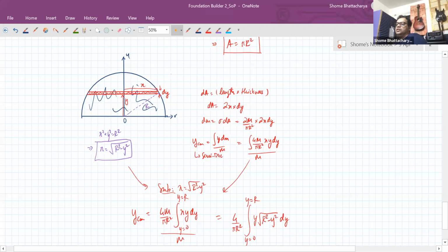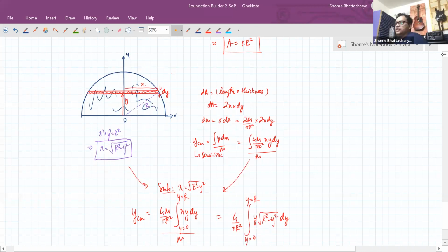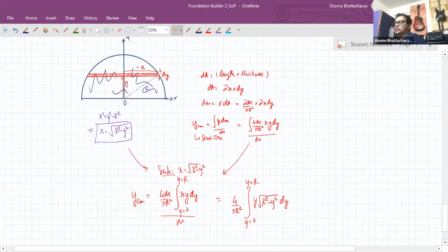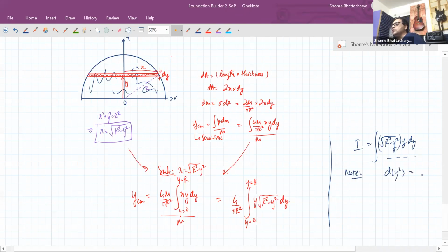Further, to do this integration, we'll have to use a trick. So I'm coming to that. Here we can see that the integration is of this type. It is square root of r square minus y square into y dy. We have the y outside, where r is a constant, obviously. So for this type of integration, we can see that differentiation of y square is equal to 2y dy. So we make use of that over here.